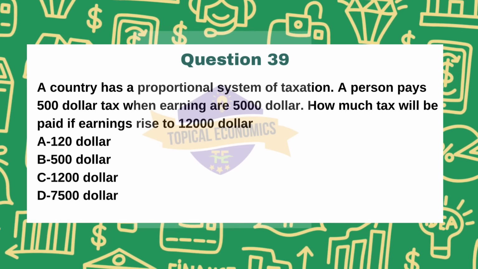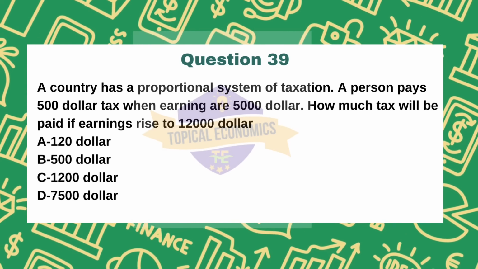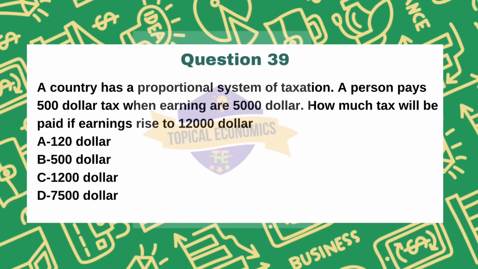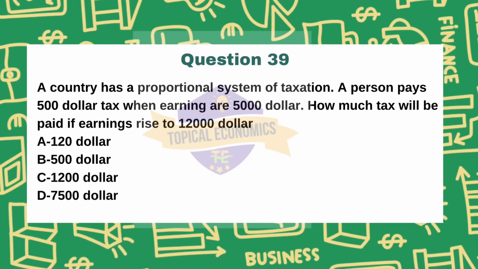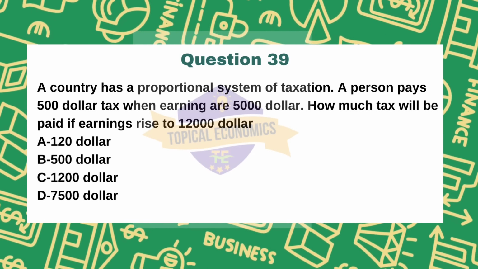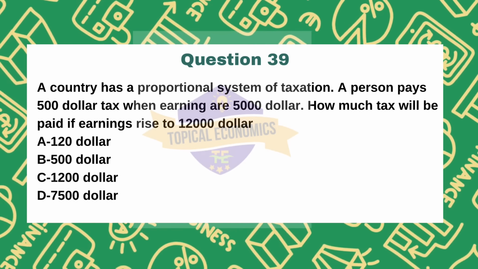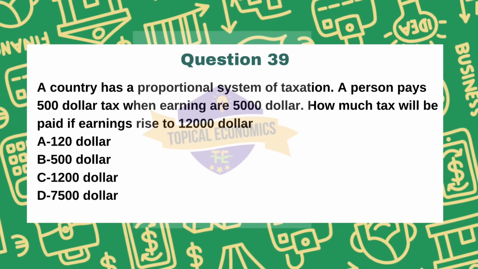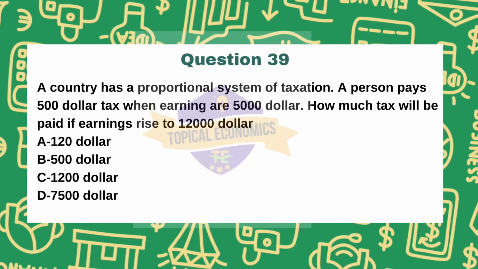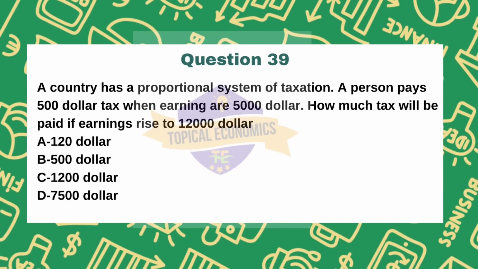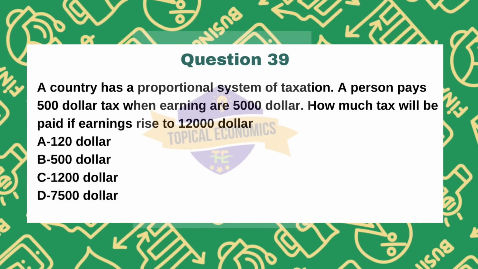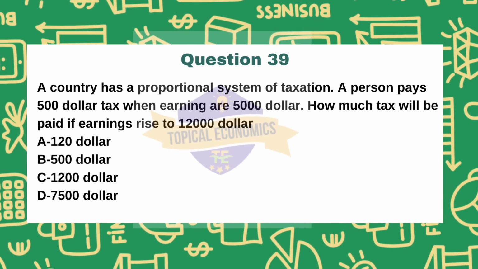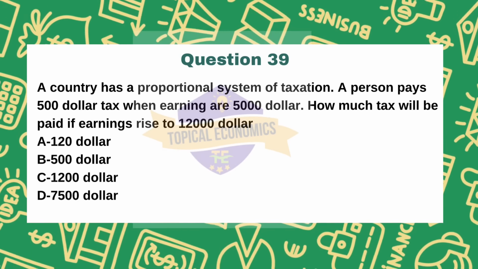Moving to question 39. A country has a proportional system of taxation. A person pays $500 tax when earning $5,000. How much tax will be paid if earnings rise to $12,000? A $120. B $500. C $1,200. D $7,500. To determine the tax paid under a proportional system of taxation, we first need to calculate the tax rate based on the information provided.